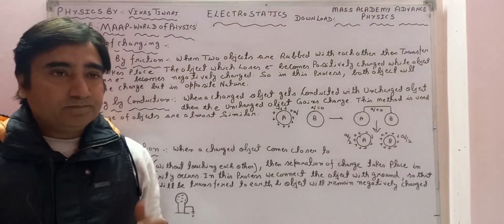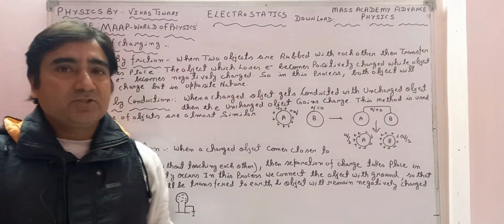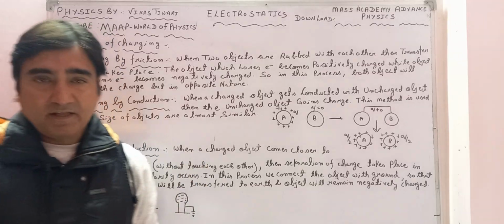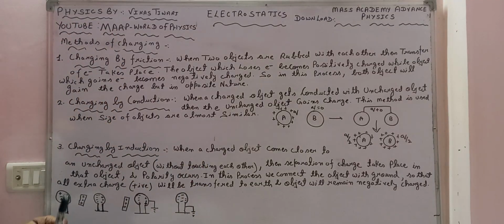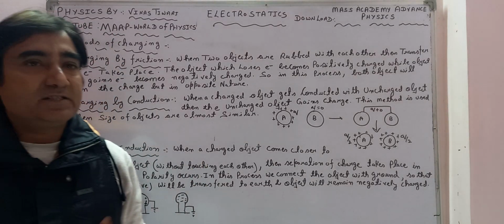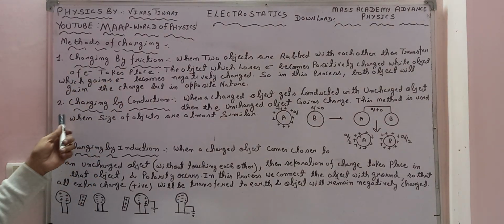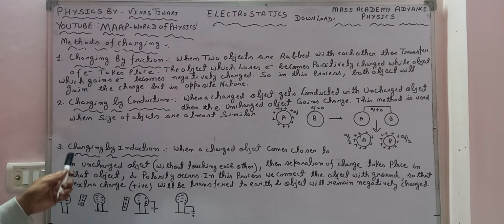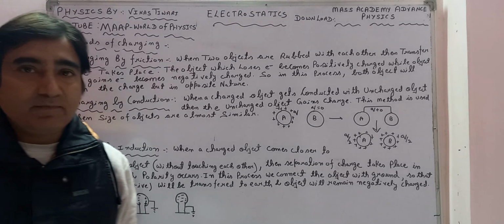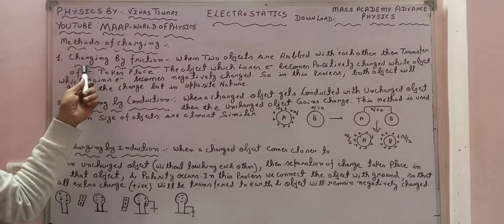So we will discuss the different methods of charging with this particular topic. There are three methods of charging. The very first method is charging by friction, the second one is charging by conduction, and the third one is charging by induction. Let us discuss one by one. What is charging by friction?